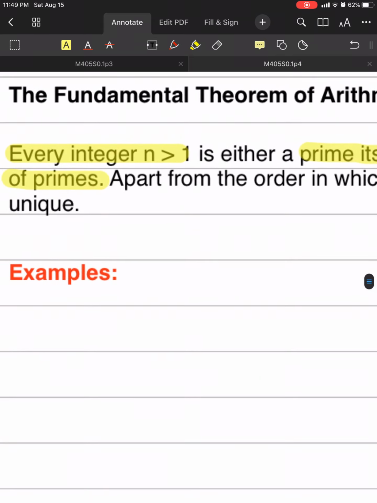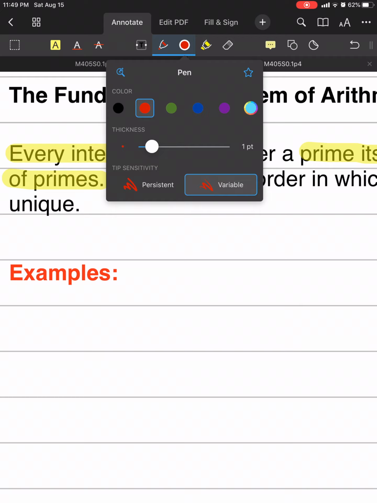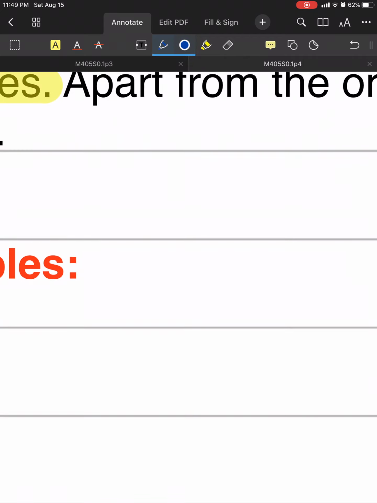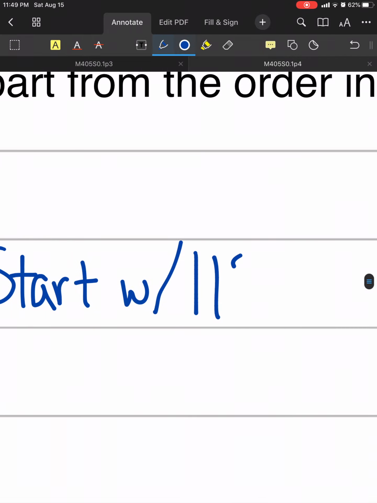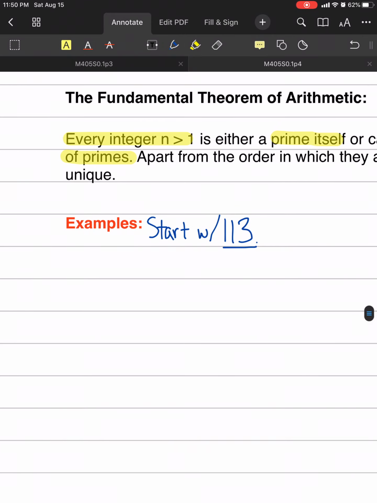Let's start off with a number here. I'm going to have you all start with 113. Now, I know that's not necessarily easy, so you're going to have to do a little bit of work on this. You're going to have to pause the video and figure it out. Let me tell you one thing you can do to figure out factorization a little bit quicker: you can take the square root of the number.